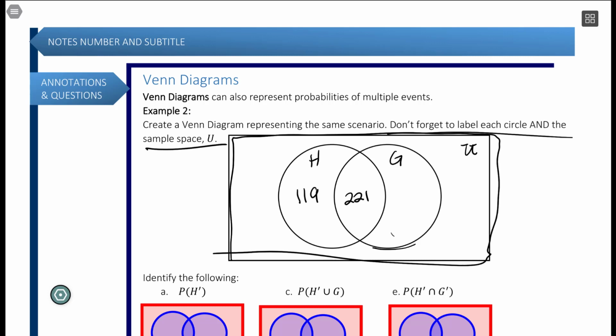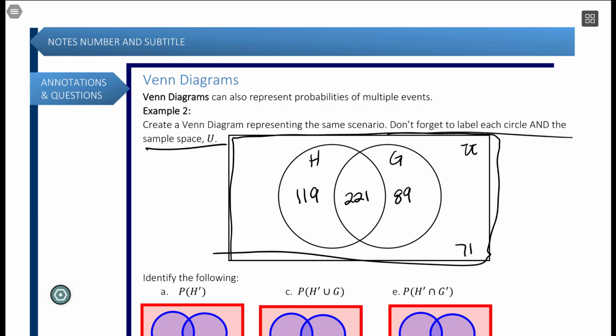We can do the same thing by looking at this one. We have 310 total graduates. 221 of them were homeowners. That left 89 that were not homeowners, but they did graduate from high school. And then who's not inside of these circles? Who is neither a homeowner nor a graduate? That was our 71 individuals outside in the universal set.